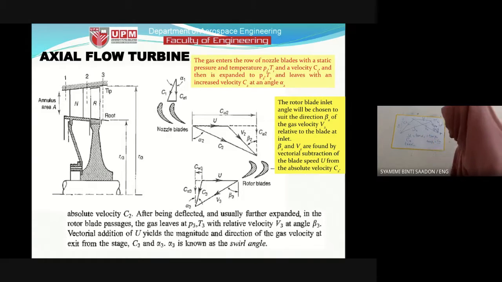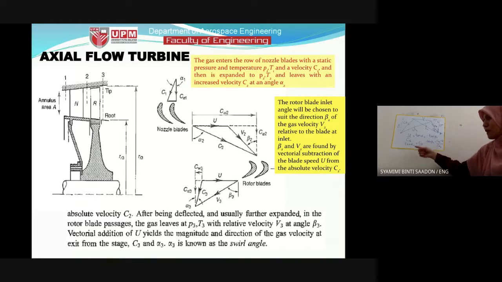Okay, tangent alpha 2 again, CU2 over CA2. Tangent beta 2 is CU2 minus U over CA2.